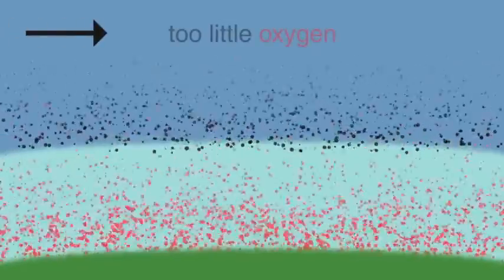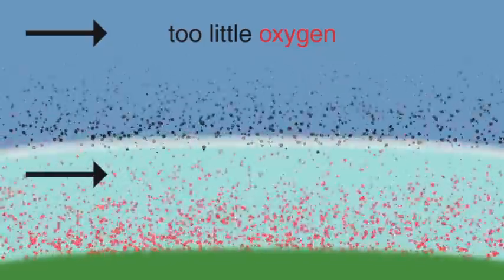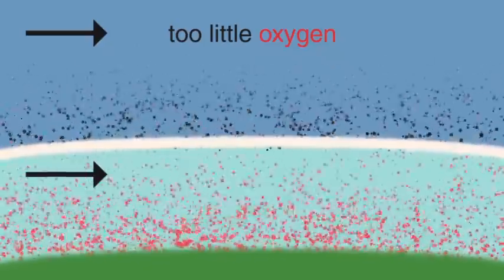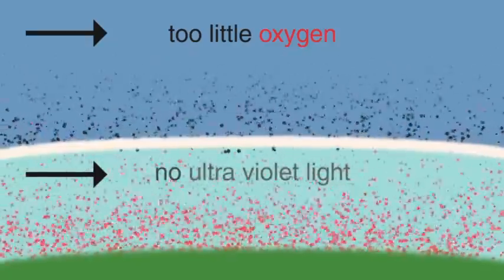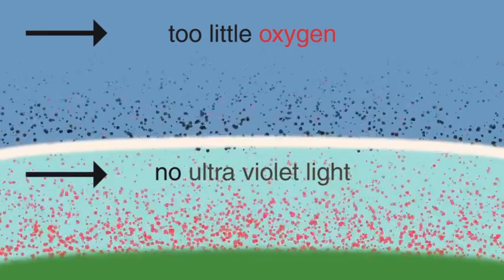Well, here there is too little oxygen, and here, near the tropopause, the point of lowest temperature where the troposphere and the stratosphere join, there is no ultraviolet light available. It has all been absorbed by the ozone further out. So this is the ozone layer.